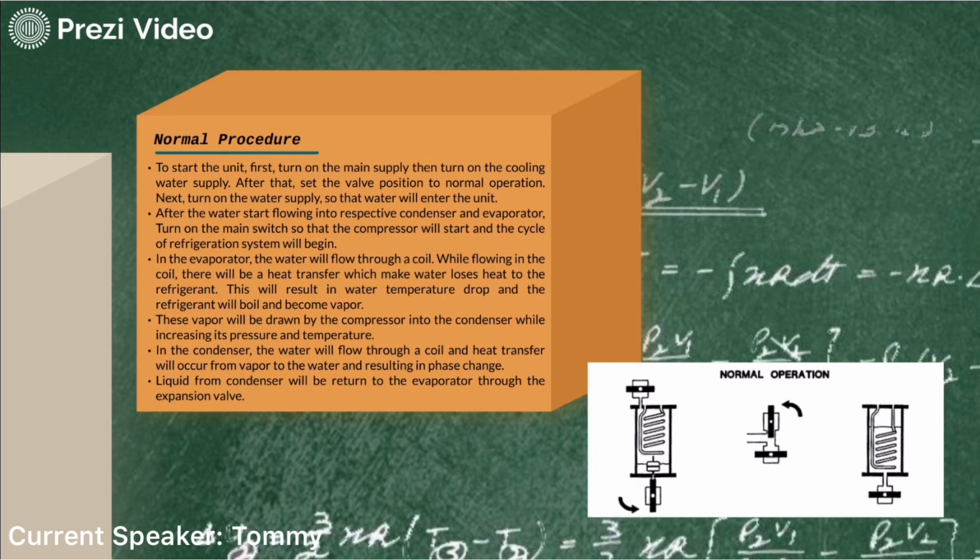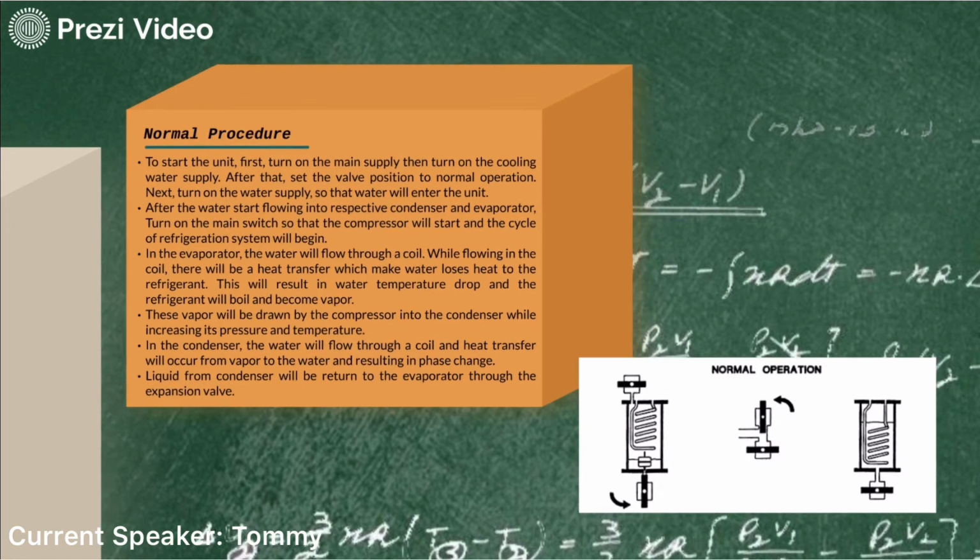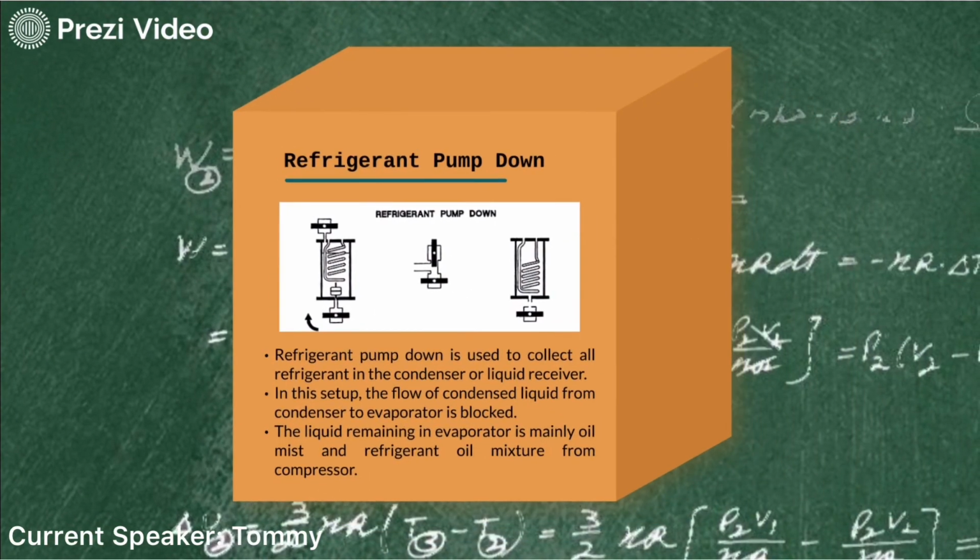When entering the expansion valve, the pressure of the condensed liquid will drop. This pressure drop causes some liquid to flash into vapor, resulting in a mixed phase flow of the refrigerant to the evaporator. Next operation is refrigerant pump down.